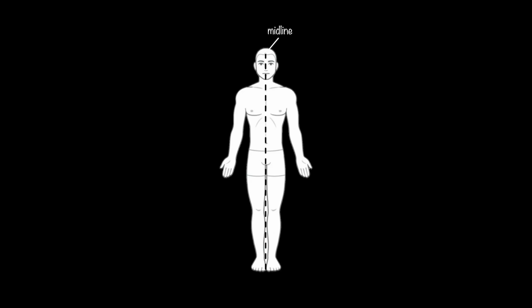For example, I'm going to have a point over here. Again, we're going to call that point A. Well, I'm going to have another point over here. We're going to call that point B. Well, point A is closer to the trunk. So again, the trunk is over here. While point B is further away from the trunk. So point A is proximal to point B, while point B is distal to point A.